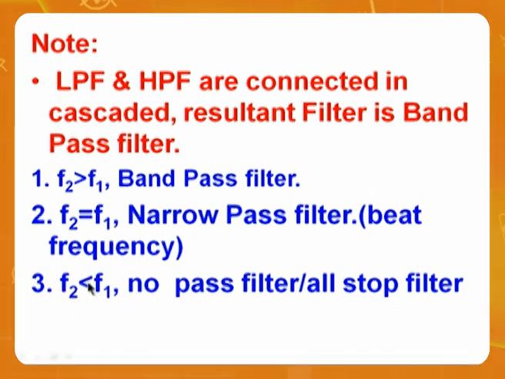And then if F2 is lesser, some people think by mistake it is band elimination, but that is a no pass filter or all stop filter. Because I have ruled out, cascading can never give band stop. Please remember, under any circumstance, whether F1 is lesser or higher, doesn't matter. If F1 is lesser, you get a band pass. If F1 is greater, you will get no pass.